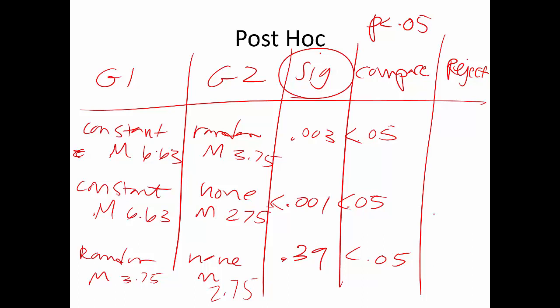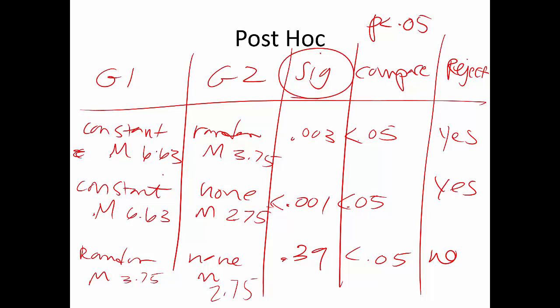So, is 0.003 less than 0.05? Yes, so I'm going to reject. Is 0.001 less than 0.05? Yes, reject. Is 0.39 less than 0.05? Nope, do not reject. Okay. So what do I do with this yes, yes, no? Well, it's not super helpful. If I told my mom the results were yes, yes, no, she would kind of laugh and then wait for me to tell her the rest.